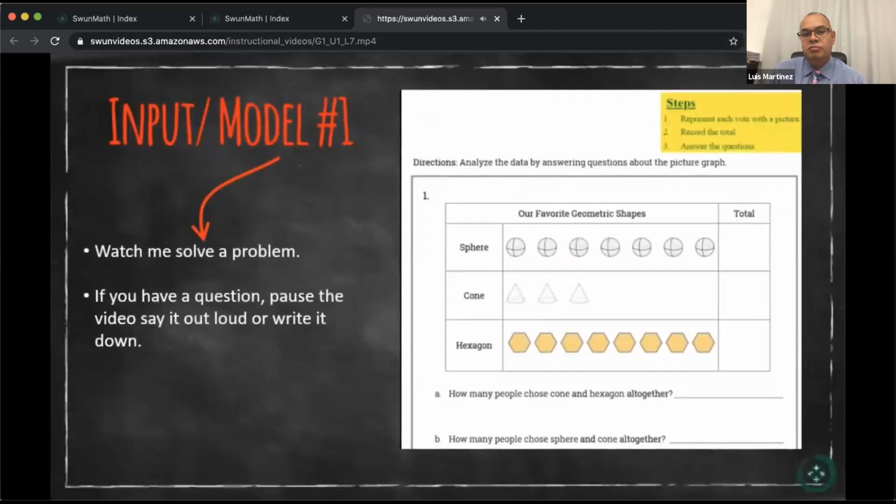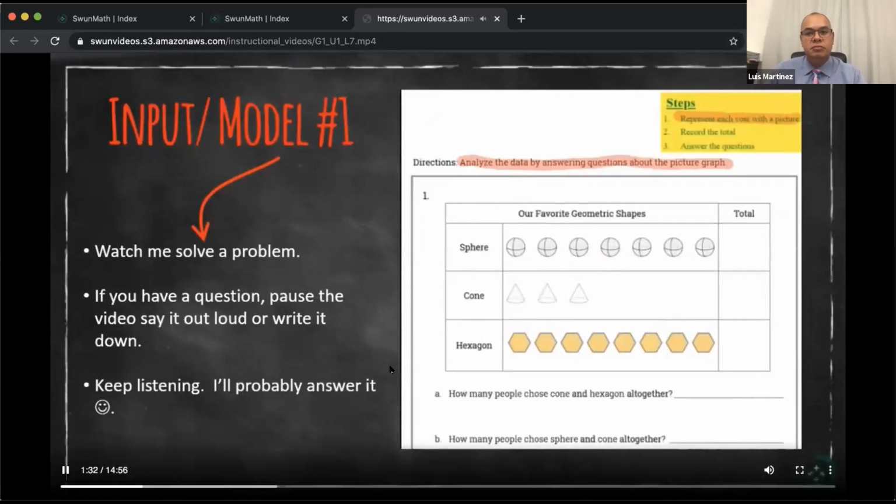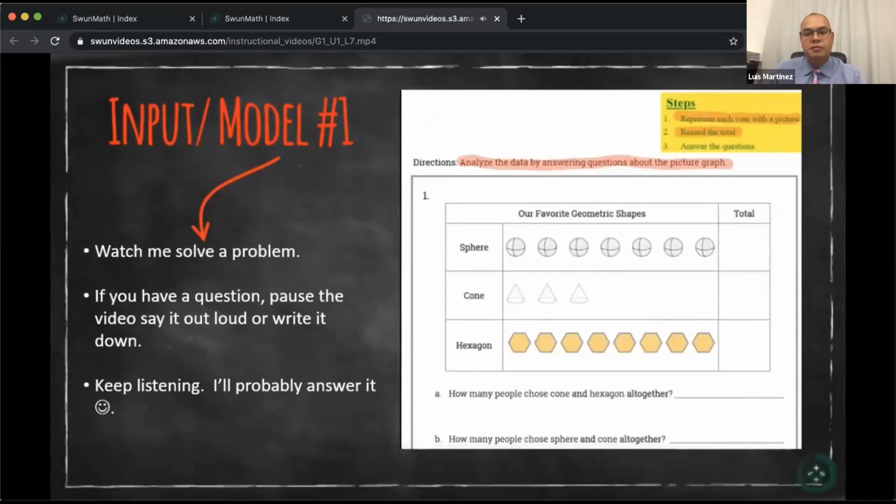Our directions tell us, analyze the data by answering questions about the picture graph. The first one talks about our favorite geometric shapes. Our first step is represent each vote with a picture. They have already represented each vote, so we can move on to step 2. Our second step is record the total.